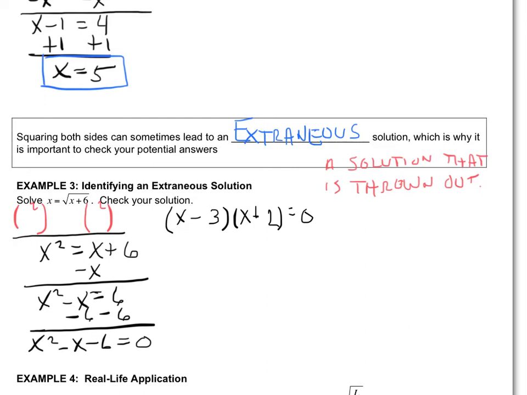So with our zero product property, we know that by setting those two equal to 0, I'm going to get x equals 3 and x equals negative 2. So it appears that we have two solutions.